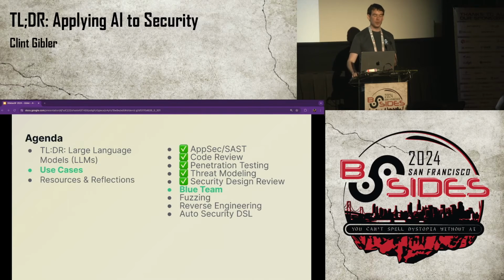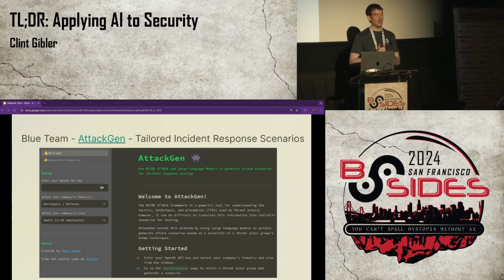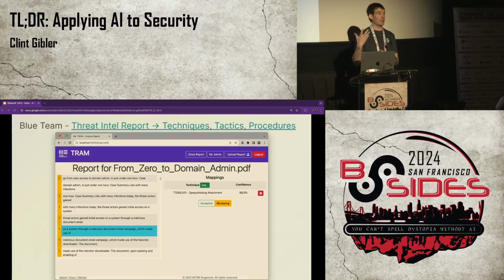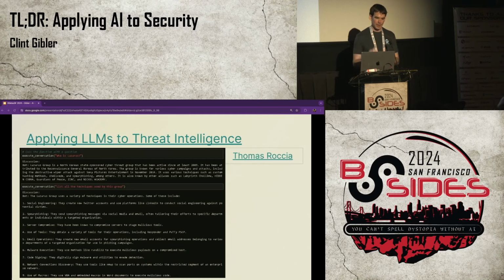Okay, so some blue team applications. This is again by Matt Adams. The idea is you enter your industry and your company size, and then given what it knows about various attack groups, it can say, hey, here's some incident response scenarios that you specifically at your company might want to consider. So the MITRE folks released a tool called TRAM. Given a threat intel report, or perhaps a PDF, it can extract the techniques, tactics, and procedures from that, so the TTPs.